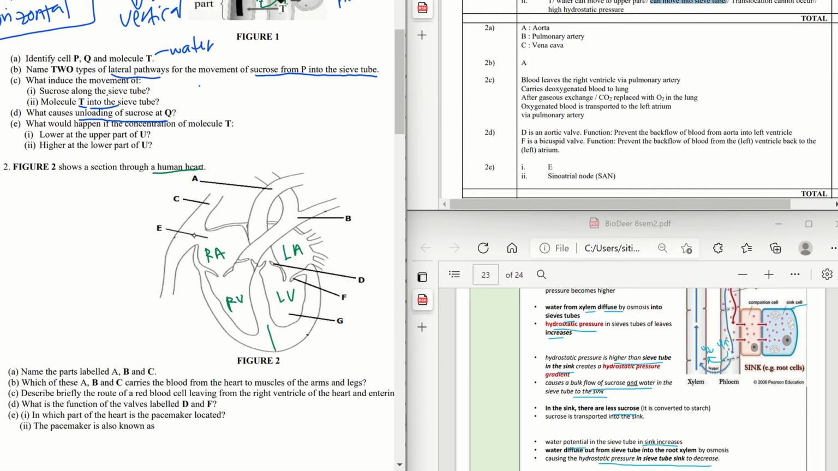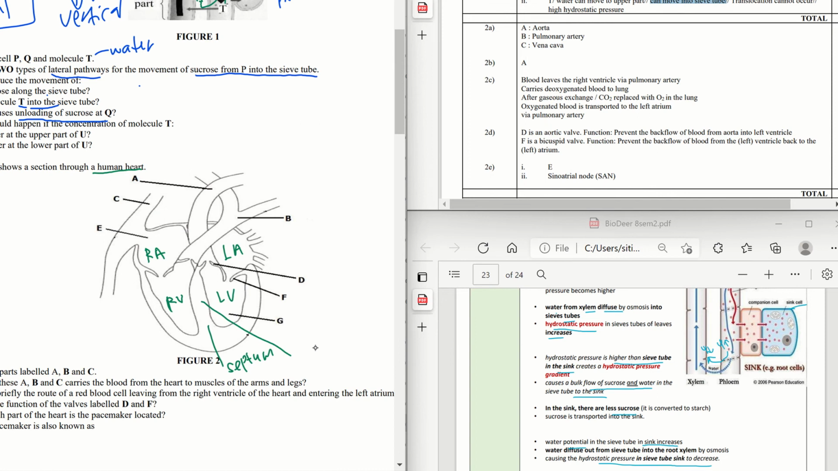So tengah-tengah ni ada septum. Bahagian ni juga adalah septum, pembahagi antara right dengan left. So dekat sini ada bundle of His. And then kat bahagian yang mengelilingi ventricle ada Purkinje. Ruang-ruang ni semua ada Purkinje fiber.